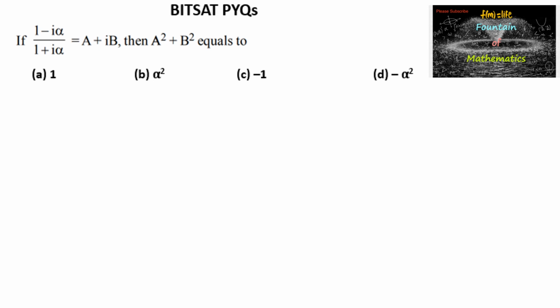Given (1 minus i alpha) upon (1 plus i alpha) is equal to a plus ib, then a square plus b square is equal to... a plus ib is equal to (1 minus i alpha) divided by (1 plus i alpha). And now apply conjugate on both the sides.